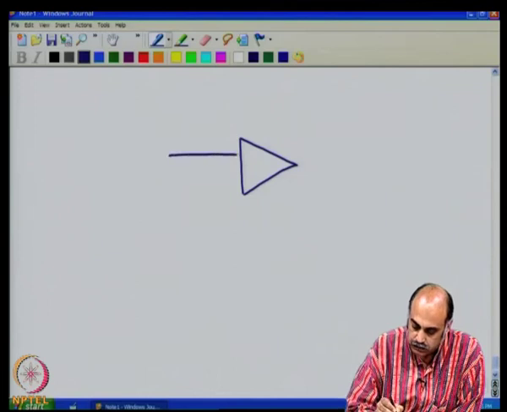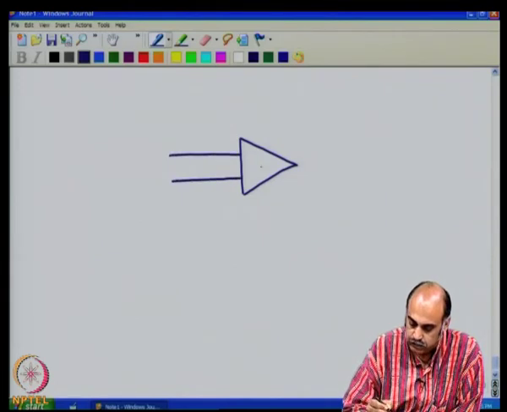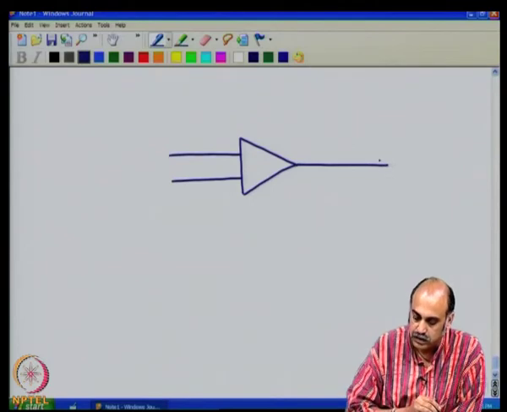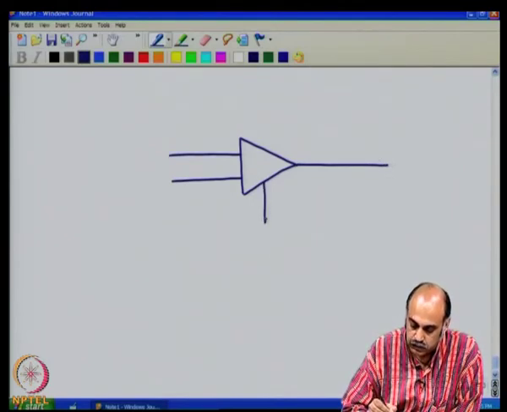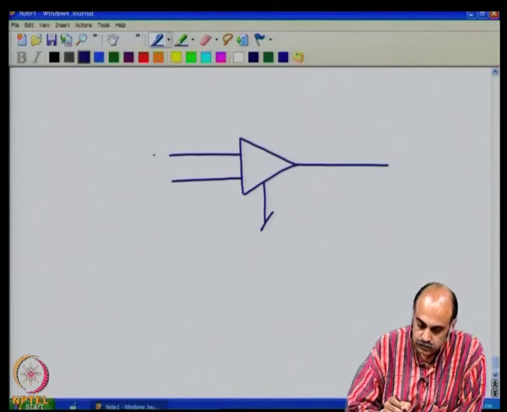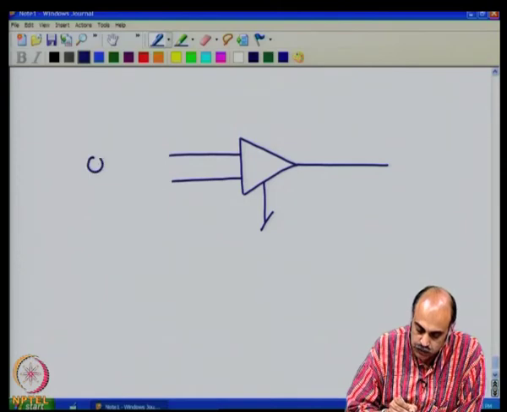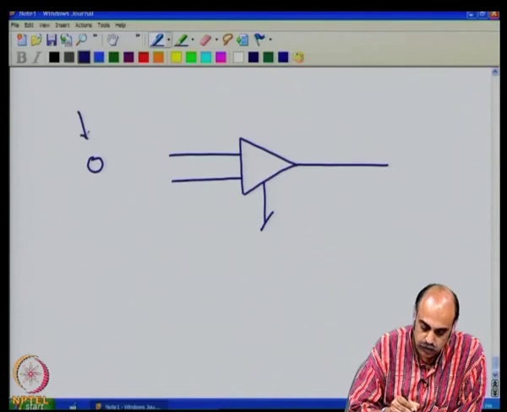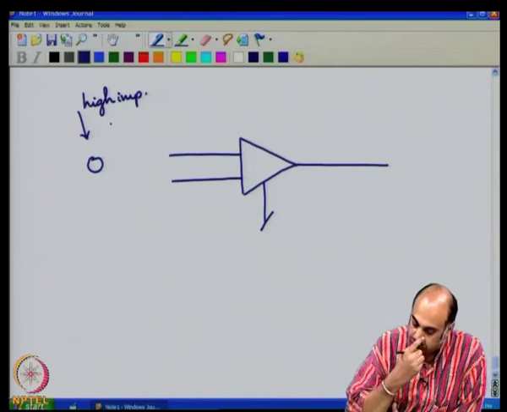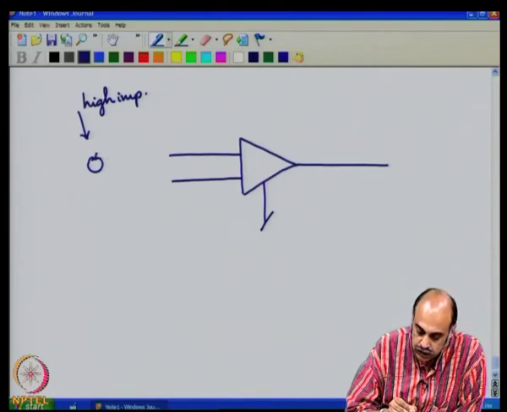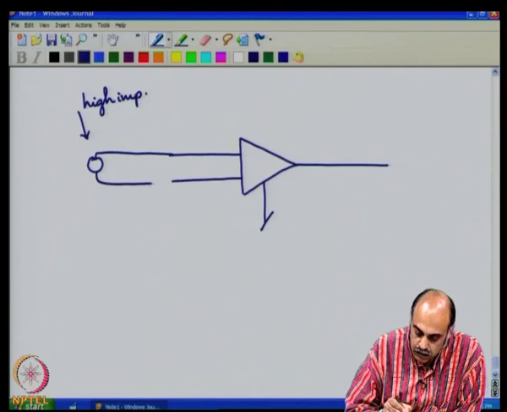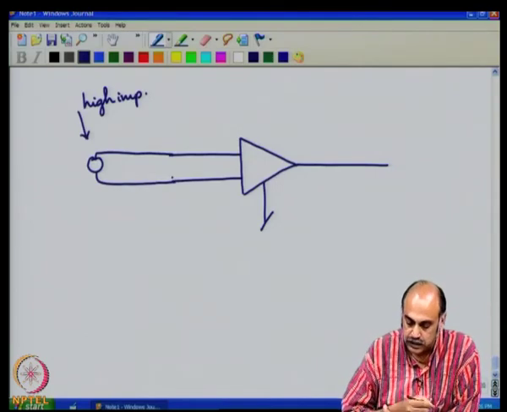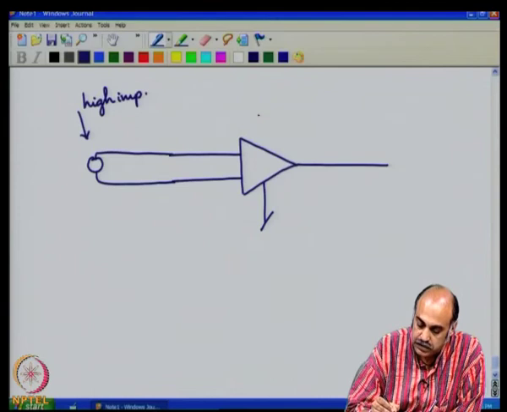So, let us say you have an op amp kind of a circuit, an analog amplifier. You have an input and the output, you have a ground here, and you are getting a source which is at a distance probably, or a high impedance source. This could be a high impedance source or from a far distance, like a thermocouple. Let us say you have something like this, and then you are making a diff amp, a differential amplifier.